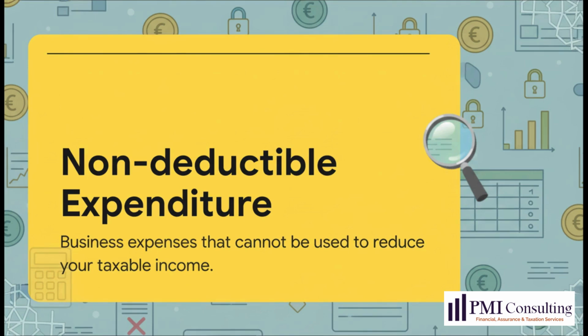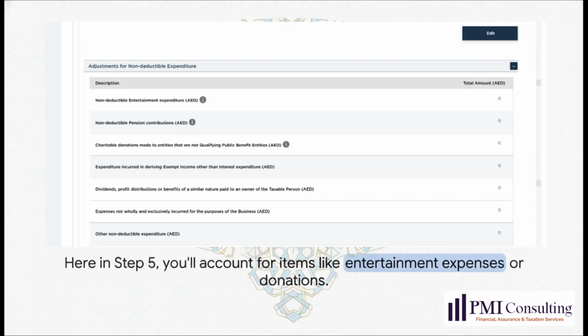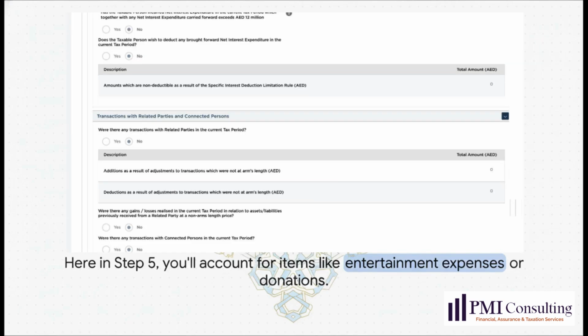This feels a little weird at first. These are totally legitimate expenses you spent real money on, but for whatever reason, the tax law says, sorry, you can't use that expense to lower your taxable income. And right here on the form is where you handle that. There's a whole section for these adjustments, listing out common things you can't deduct, like some entertainment costs or donations. And because you can't deduct them, you actually have to add them back to your profit right here.